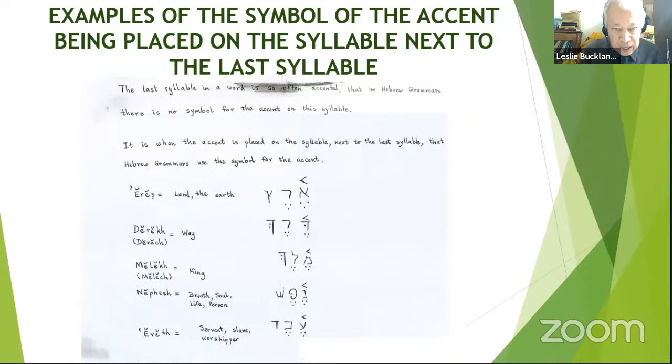And in this example, I've shown you different words that have the syllable before the last syllable getting an accent. Because it's not the usual thing, you have to indicate that this is to be done by having the arrowhead symbol above that syllable that is to be emphasized or stressed.